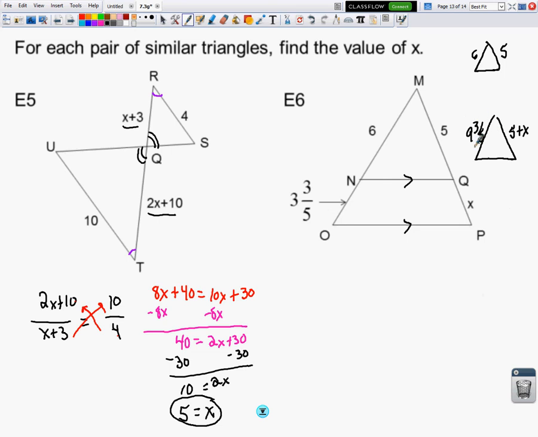I certainly don't want to work with 9 3/5. I'd rather work with it as an improper fraction. 9 times 5 is 45, plus 3 is 48. So 6 compares to 48 over 5. The same way as 5 would compare to 5 plus x.